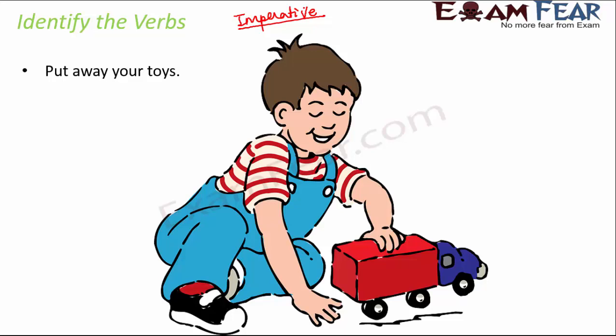So therefore, now if I ask you which is the subject and which is the object, let's ask a question to see if there is an object or not. So if we ask a question, you put what? Right? So then the answer would be your toys. So you put away what? So the answer is your toys, right? So therefore in this case, this is a transitive verb because you have an object in this case.